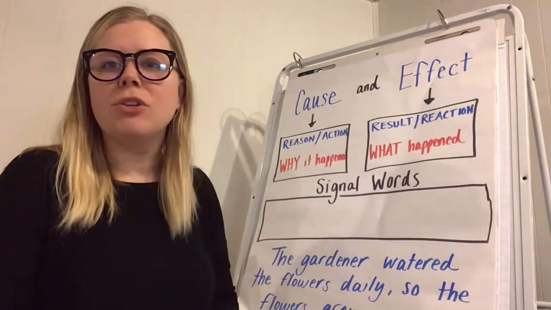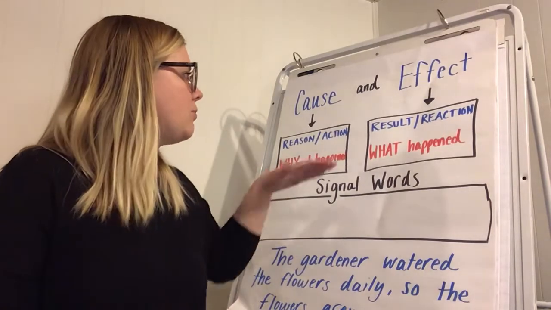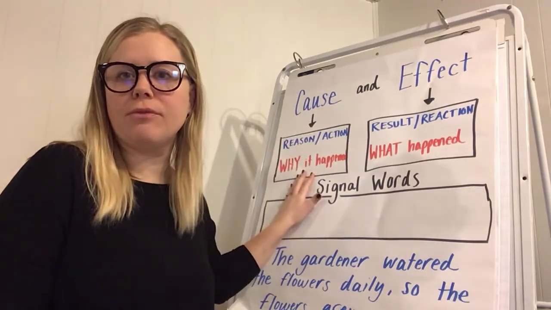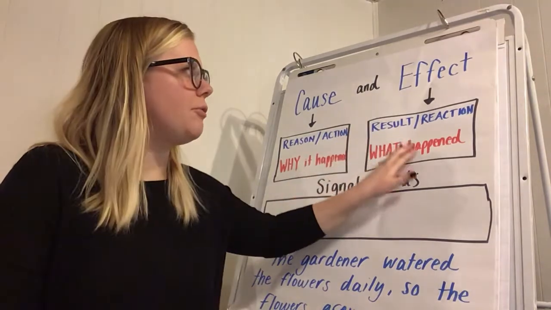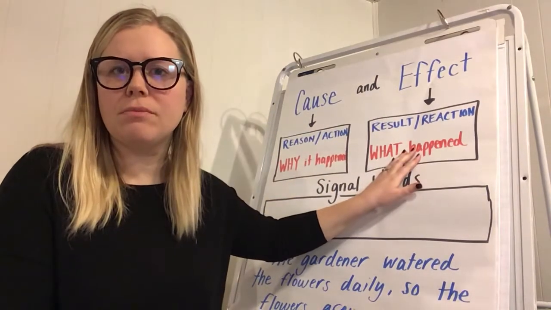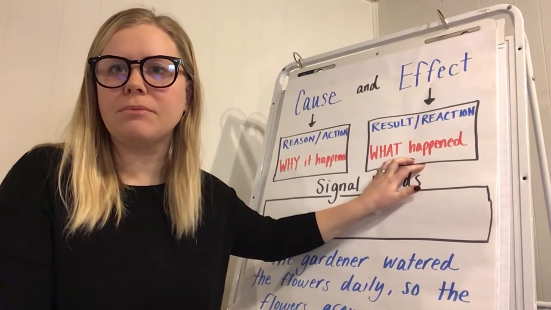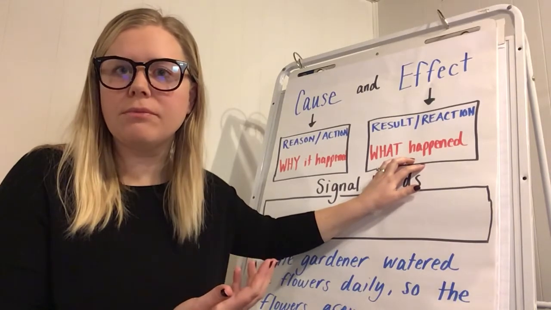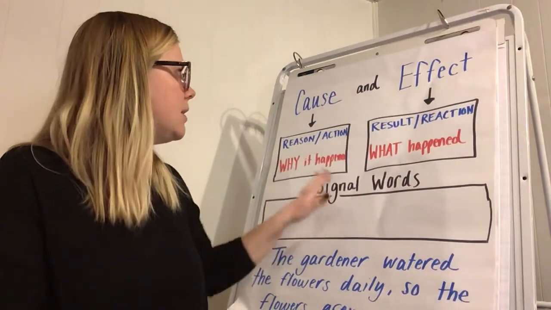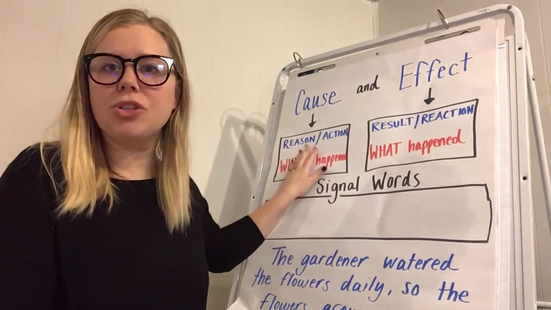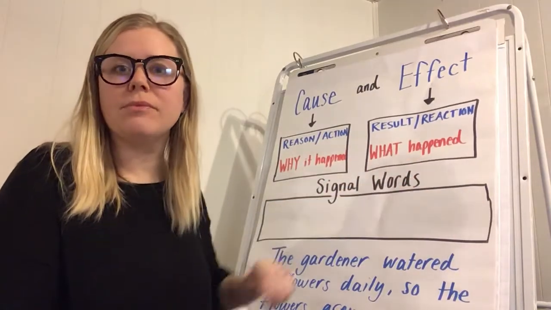So for example, if I go over and I turn the light switch off, that would be a cause. What would be the effect if I flipped the light switch? What would happen because of that? The lights would turn off. So that's a very simple example of cause and effect. I flip the light switch, the lights turn off.